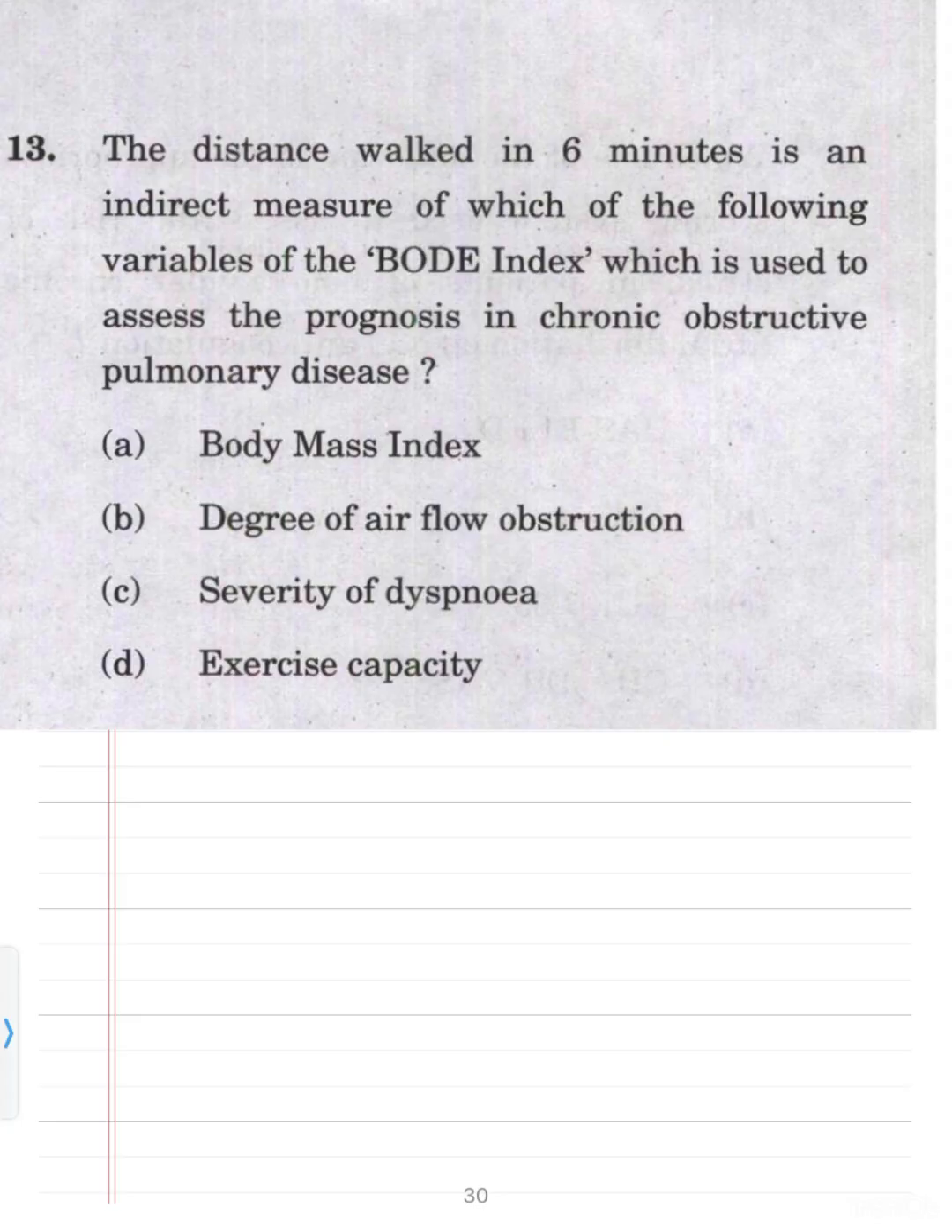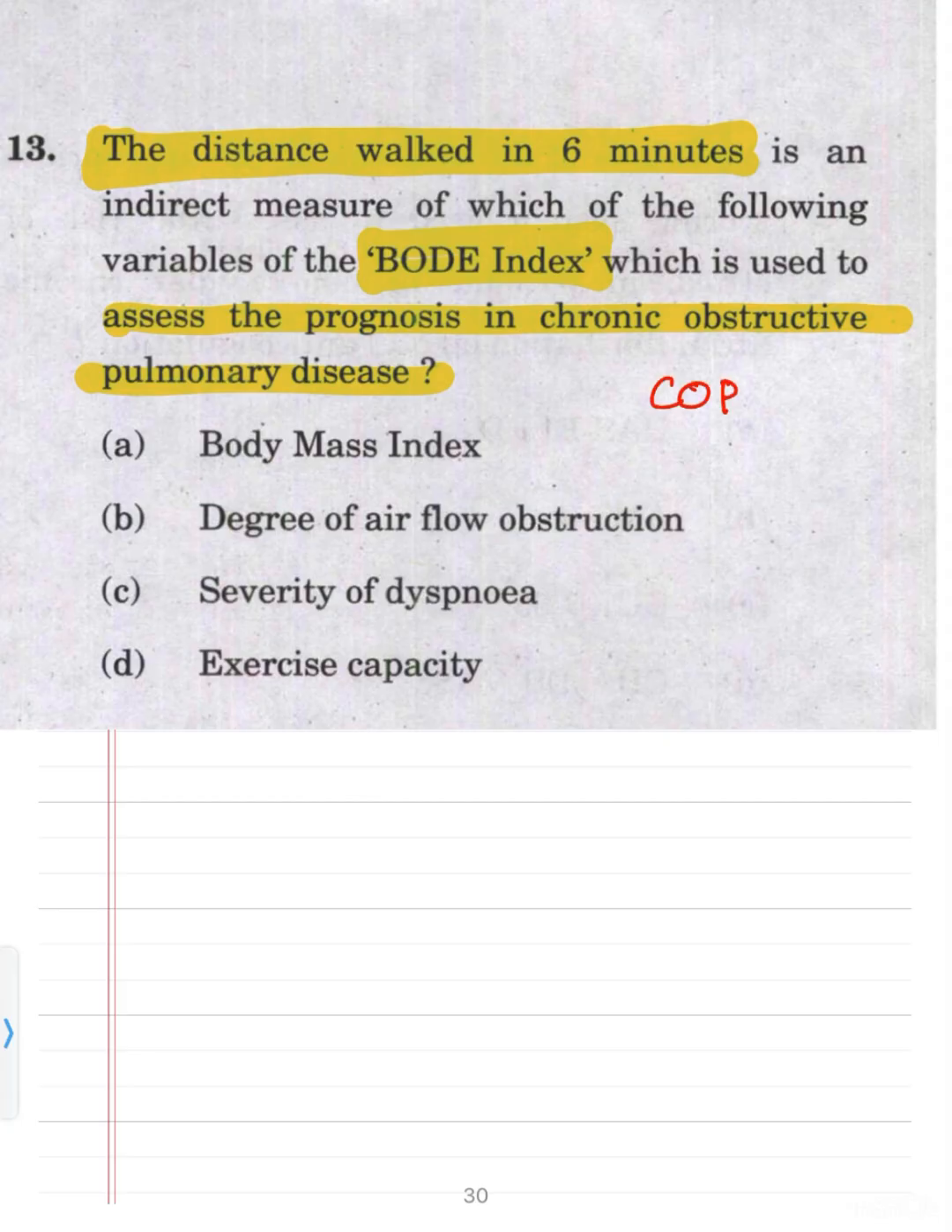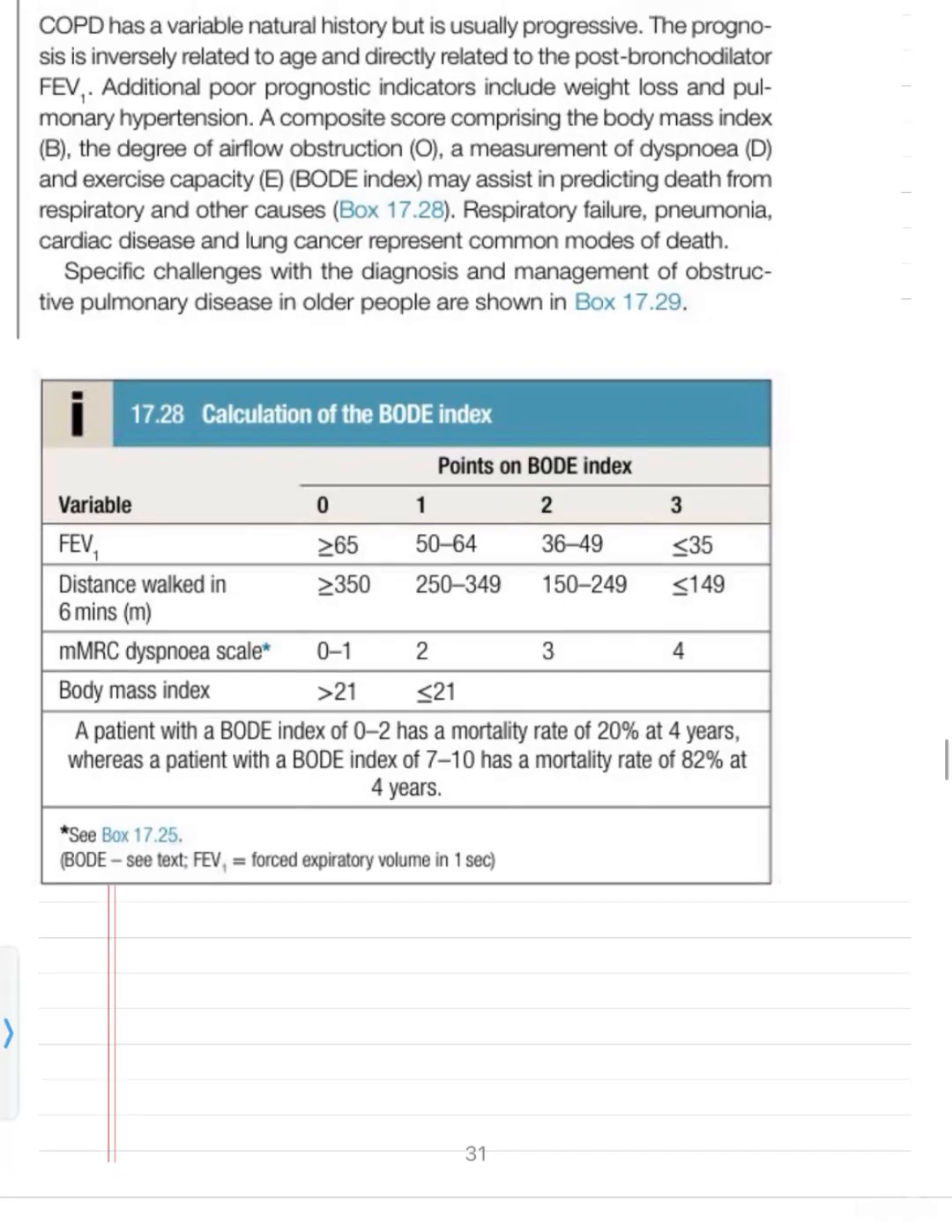So you've always seen that your pulmonologist is going for the distance walked in the 6 minutes test. Now, is an indirect measure of which of the following variables of the Bode index. So Bode index, where is it used? It is used to assess the prognosis in the case of COPD. So they can ask you next time what is the index which is used for COPD prognosis. So for COPD prognosis, we use the Bode index. Now, coming to first Bode index, then we will go for the option.